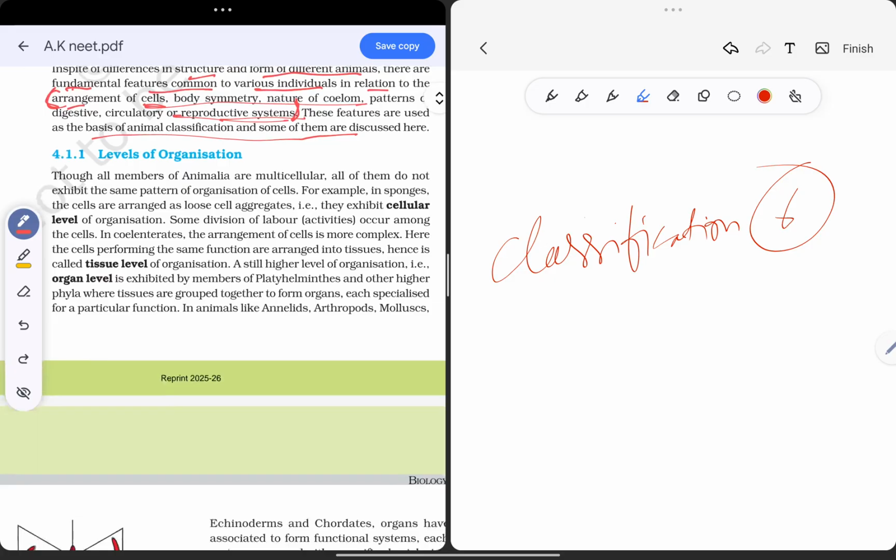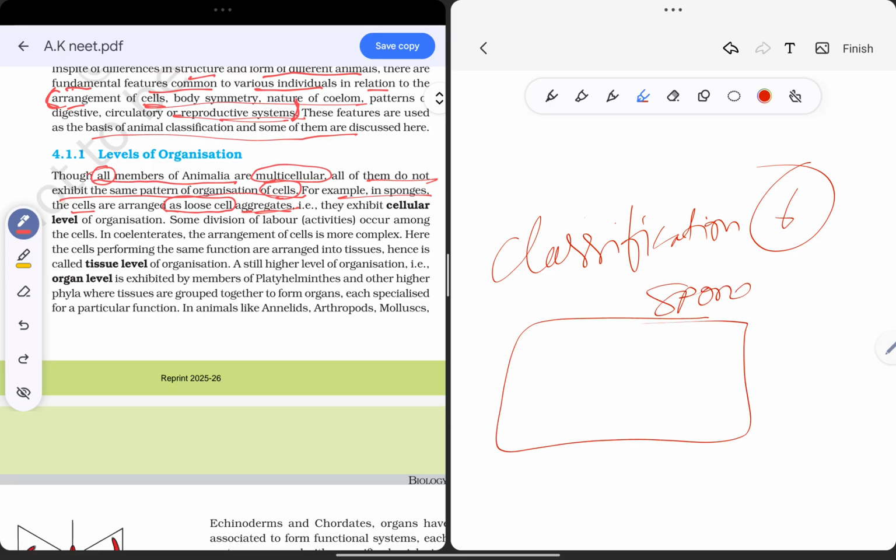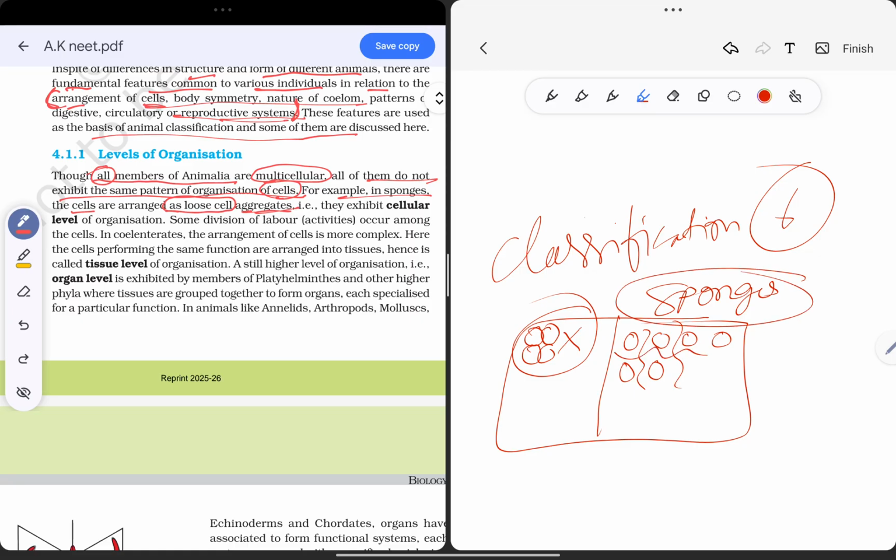So, levels of organization. Though all members of Animalia are multicellular, all of them do not exhibit the same pattern of organization, and that's true. For example, in sponges, the cells are arranged in loose cell aggregates. It won't be arranged so tightly. All the cells are loosely packed and combined to form the sponges, and they exhibit cellular level of organization.